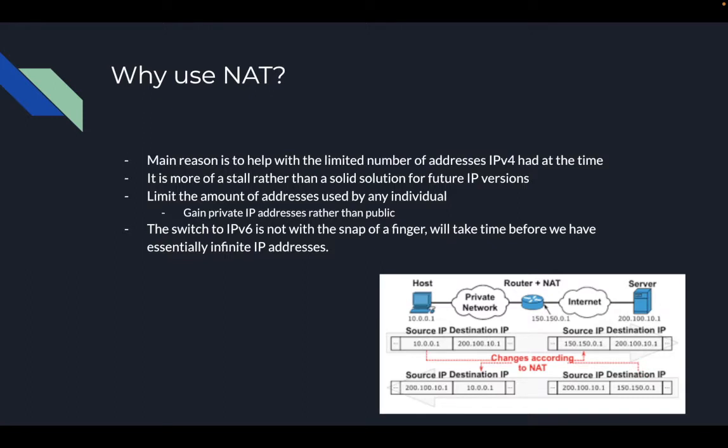And its goal was to limit the amount of IP addresses used by any individual. You would gain private IP addresses rather than public. And the switch to IPv6 is not with the snap of a finger, and it will take time before we have essentially infinite IP addresses with the new system.